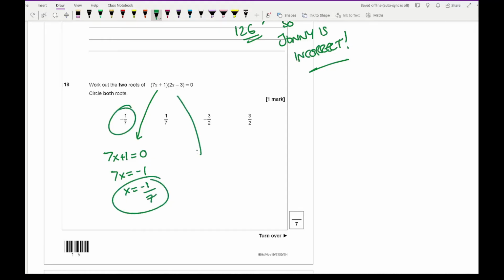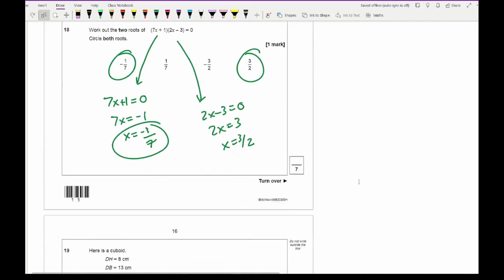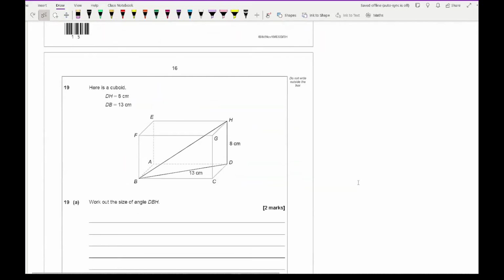And then for the second one, I've got 2x minus 3 equals 0. So 2x equals 3. x equals 3 over 2, which is the fourth option. Now again, with this, you'd only get marks if the 2 circled are correct. So if you just got 1, you won't get half marks.